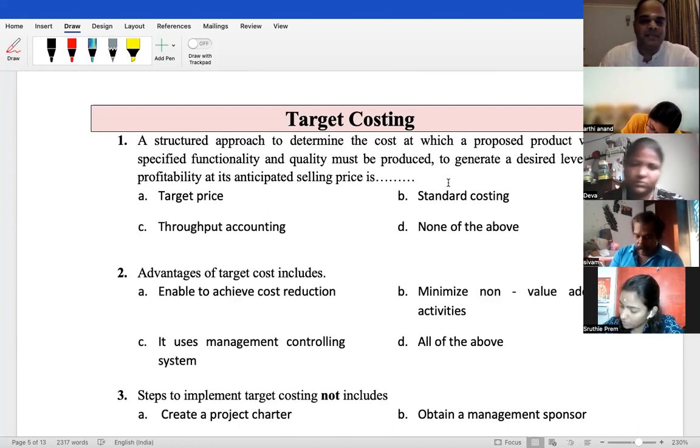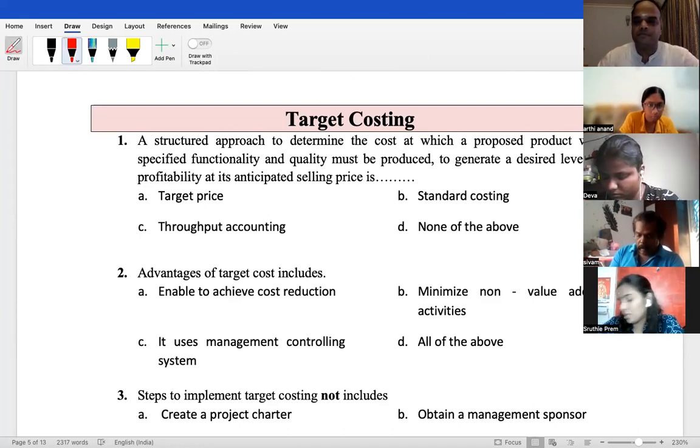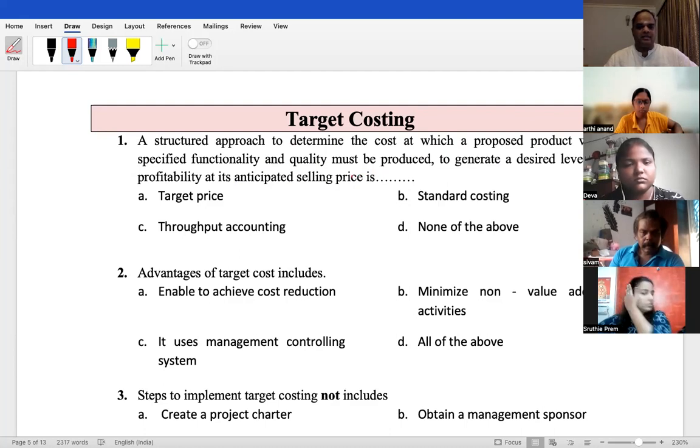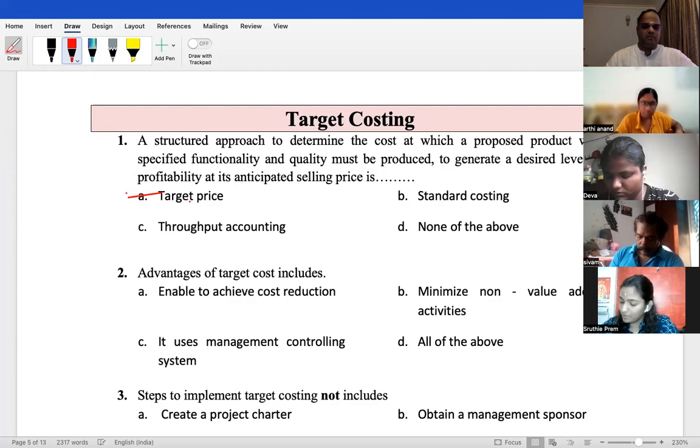The next segment, the same chapter. Target costing. A structured approach to determine the cost at which a proposed product with specific functionality and quality must be produced, to generate a desired level of profitability at its anticipated selling price, is what? Target price. It's a target costing technique.